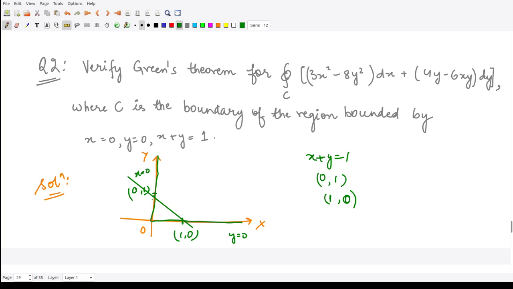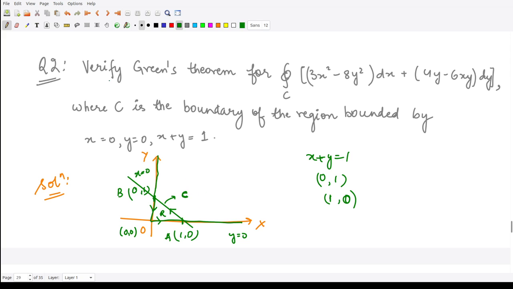So this is the triangle which is formed by these 3 points. Call this point B. This is the point (0, 0), which is the origin O, and this point is, say, the point A. So this is our region R, and it is traversed in the counterclockwise direction. This curve represents your curve C.